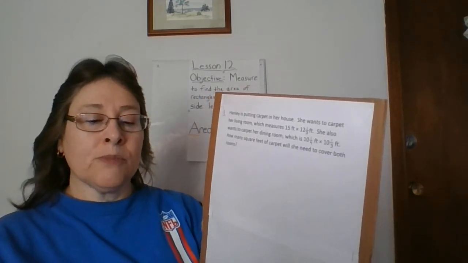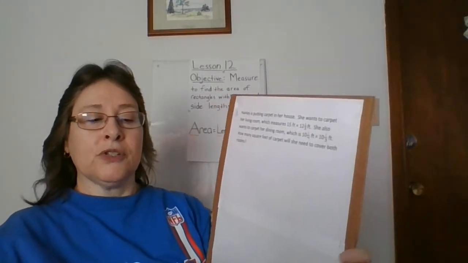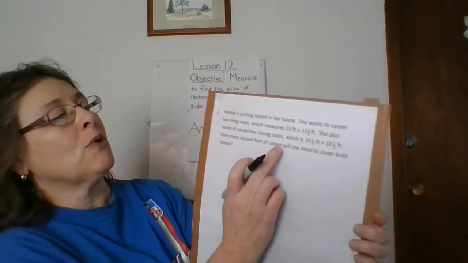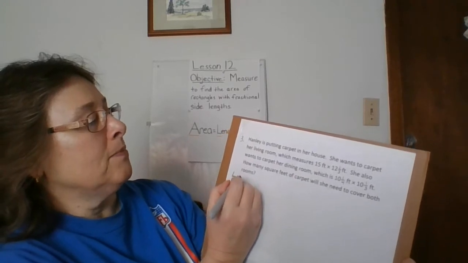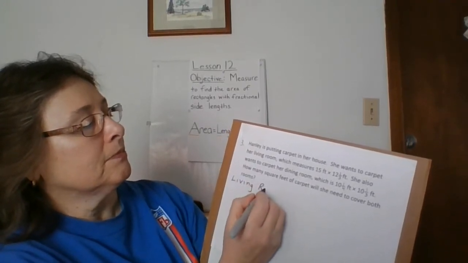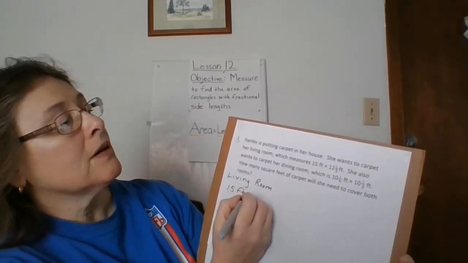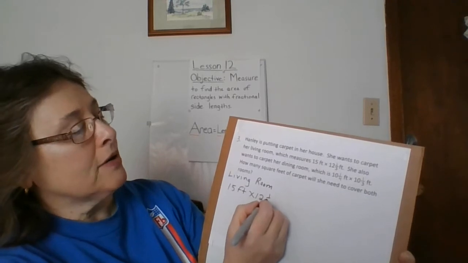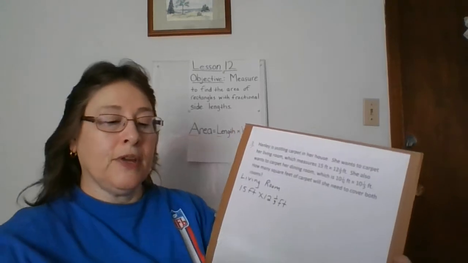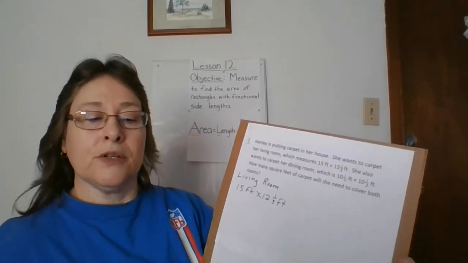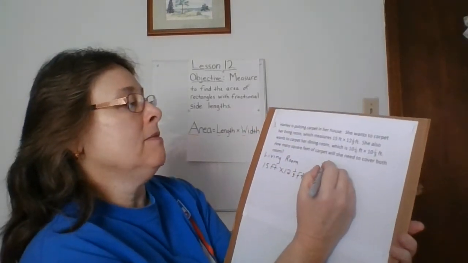Now, for this problem, I have to find the area for both rooms. So the first problem that I'm going to do is find the area for the living room. So the living room, the dimensions were 15 feet times 12 1/3 feet. So the first thing that I'm going to do is draw my area model.